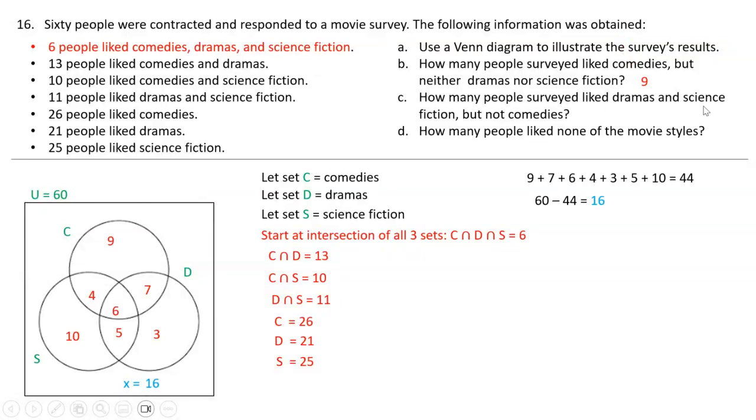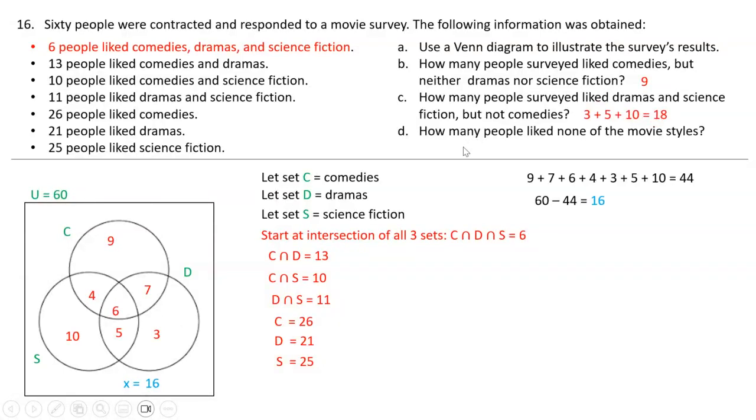How many people surveyed like dramas and science fiction? So we go to dramas and science fiction, which is these two here. Dramas and science fiction, but not comedies. They like these two, but not comedies, so it means not these right here, which means it'll be 10 plus 5 plus 3. The answer will be 18.